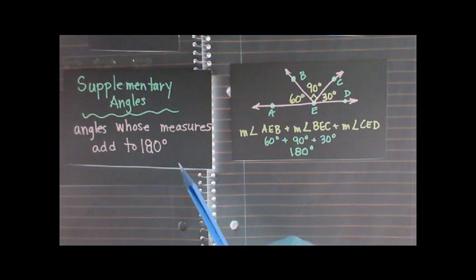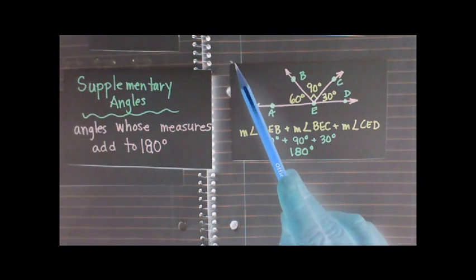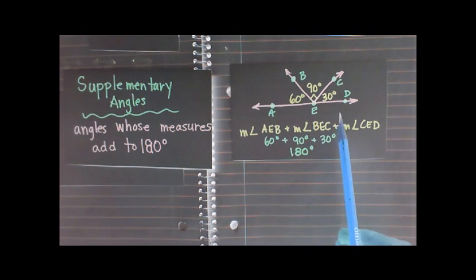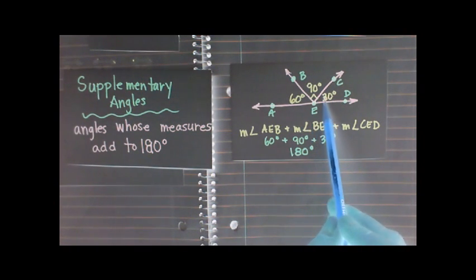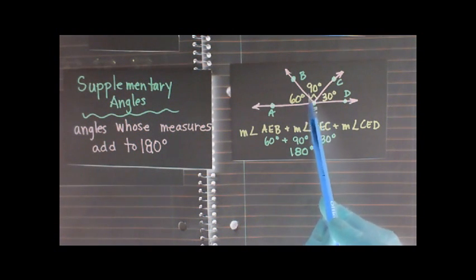We also have something called supplementary angles, and those are the angles whose measures add up to equal 180 degrees. So I have this figure. Oh look, a guest star, a little fly. We have a figure, we have 30 degrees with this angle, 90 degrees, and 60 degrees. If I add all of those up, 30 plus 90 plus 60, I'll get 180 degrees. So we can say that all of these angles are supplementary angles.